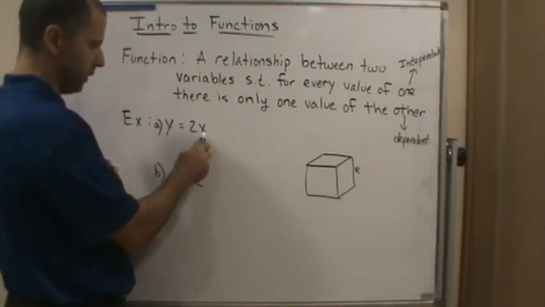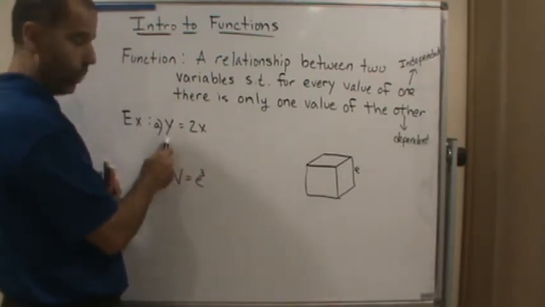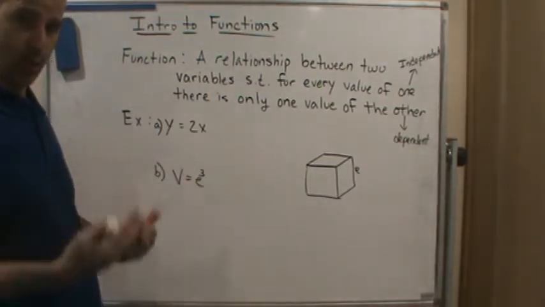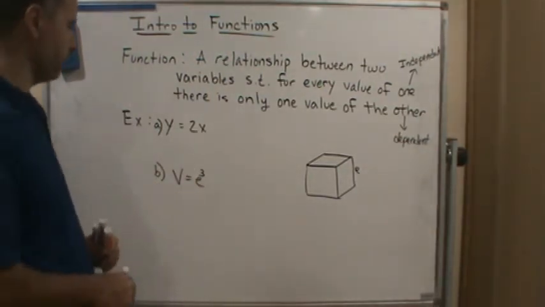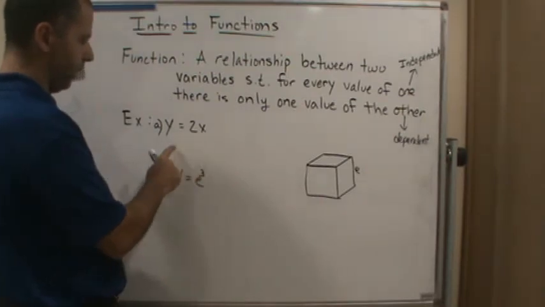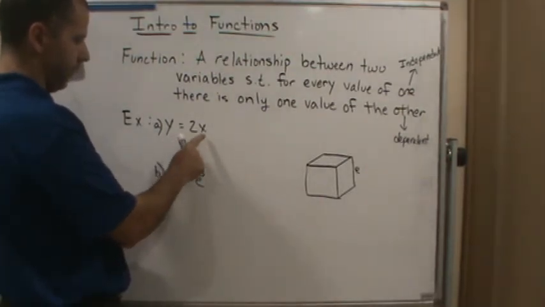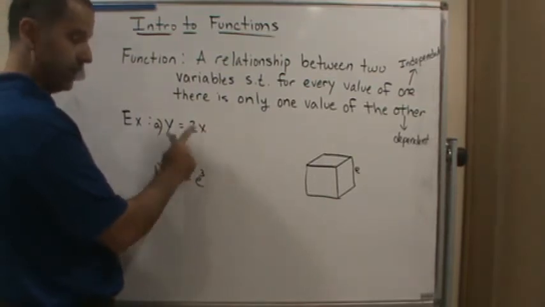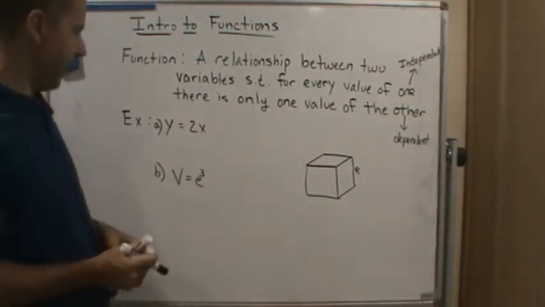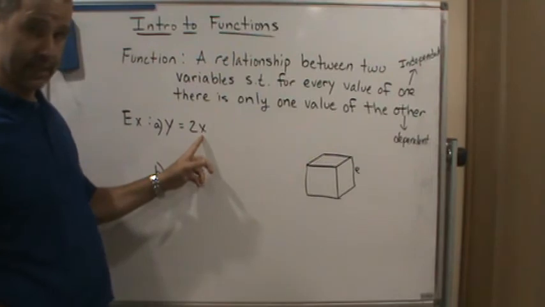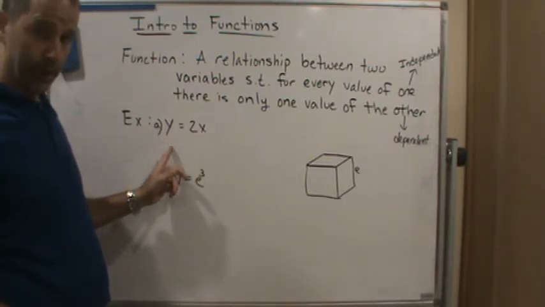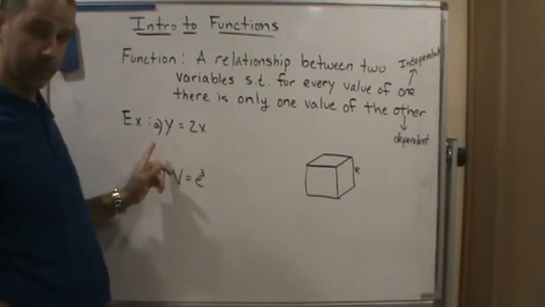So for example, if I put in 0, I'm going to get 0 for y. There's no other value of x that I can put in here that's going to give me 0 for y. Also, if I put in 1, I'm going to get 2. And if I put in 3, I'm going to get 6. And if I put in 10, I'm going to get 20, and so on. So for every value of x that I stick into this, I'm only going to get one value of y. And so this is a function.